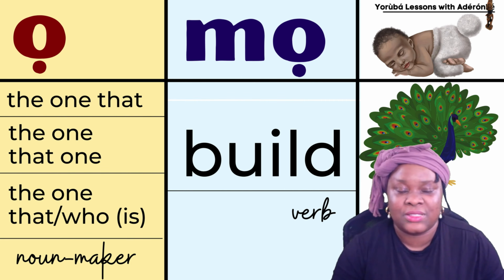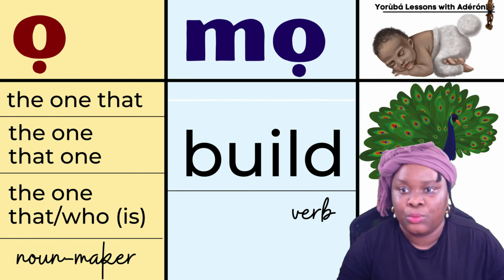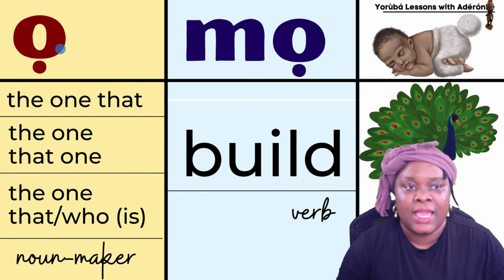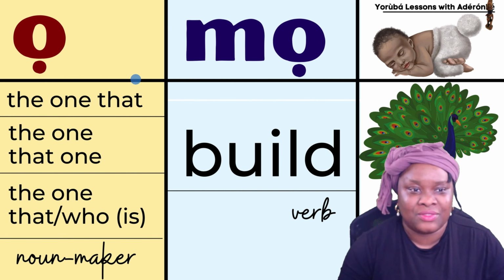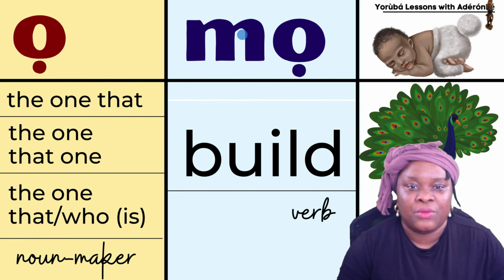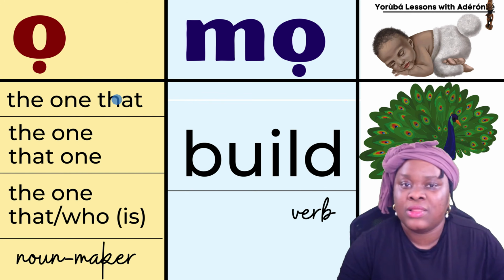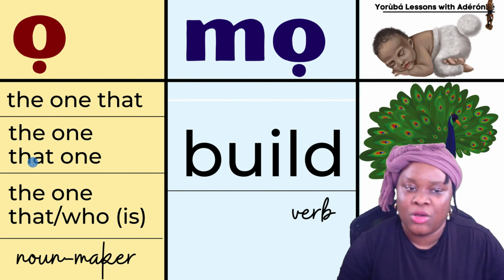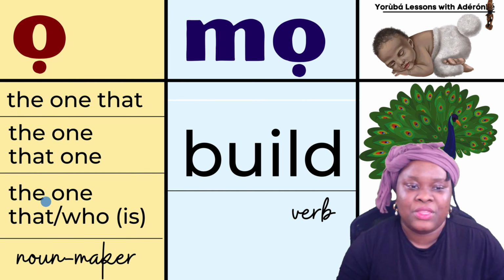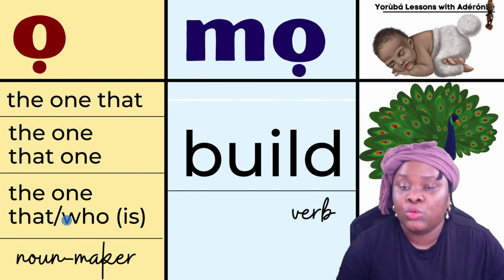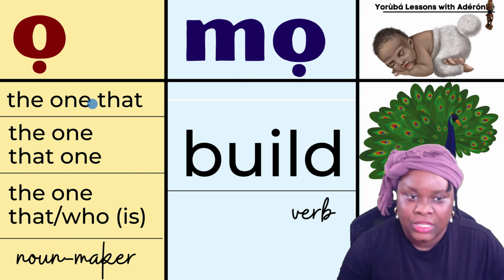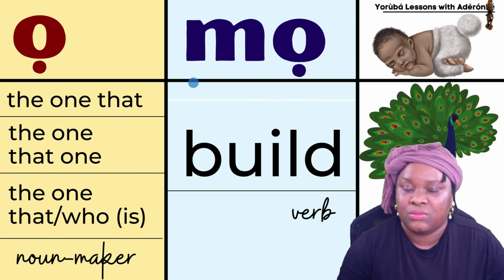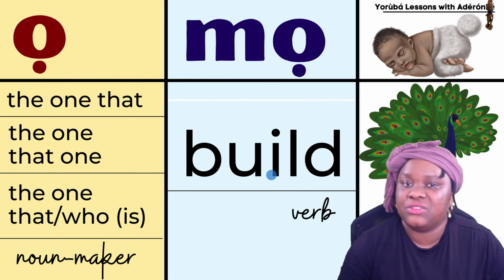Omo in Yoruba, the o there is a noun maker. So it could be any of these three based on what comes after, based on the verb that comes after. The o here makes this verb a noun. It could be the one that, and it could be the one that won, and it could also be the one that is or the one who is. It could be any of these three. And all of these three possibilities make the word multidimensional. Mo is build.